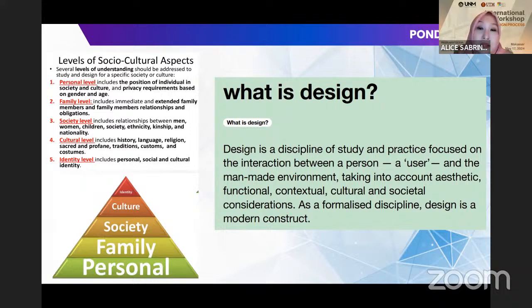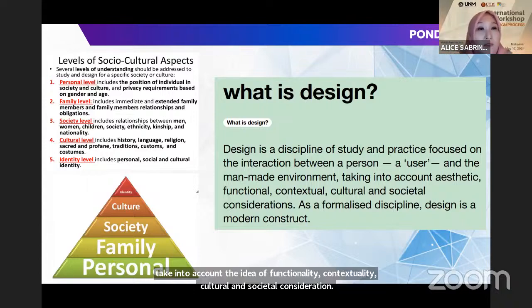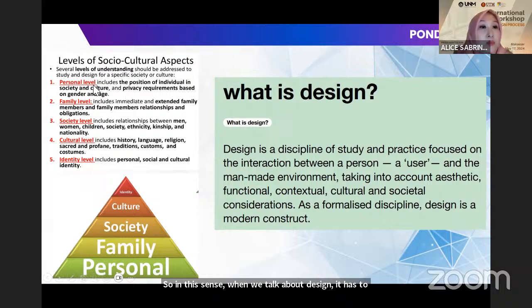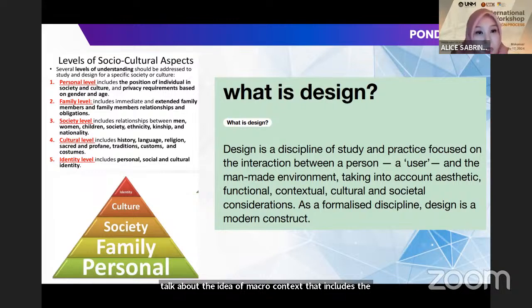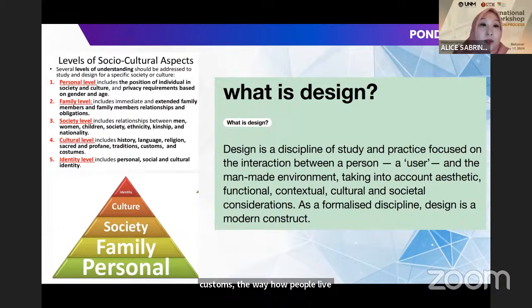And when we talk about the man-made environment, it needs to take into account functionality, contextuality, cultural and societal considerations. So when we talk about design, it has to fulfill a level of social and cultural aspects, from the personal level, the family level, the society level, up to the cultural level. And at the cultural level, we talk about the macro context that includes history, language, religion, tradition, customs, and the way people live within the big society. And then only will it develop into the identity level.